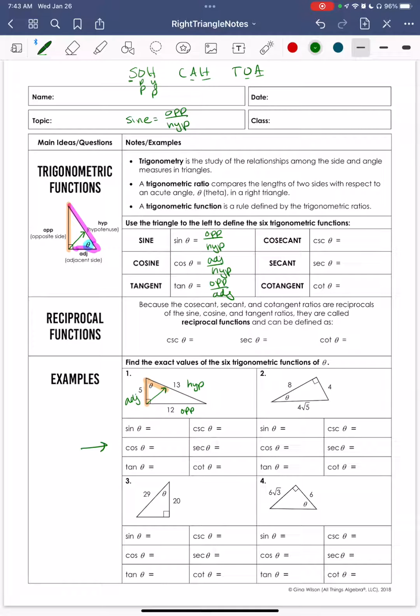So for sine, I need the ratio of opposite, which is 12, over the hypotenuse, which is 13. And then for cosine, I need adjacent, which is 5, over the hypotenuse, still 13. For tangent, I need opposite, which is 12, over the adjacent, which is 5. And that's kind of all there is to that first introduction. So you're going to want to watch the second video to learn about cosecant, secant, and cotangent.